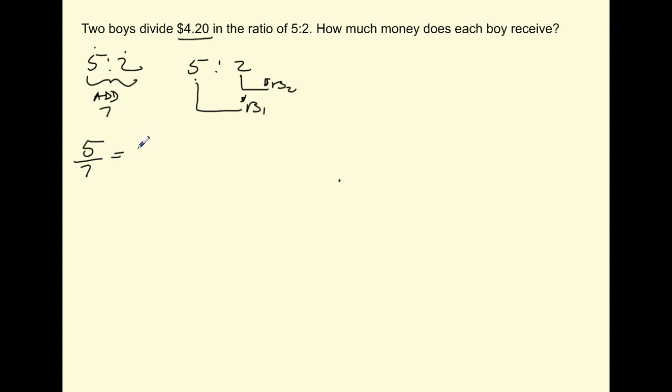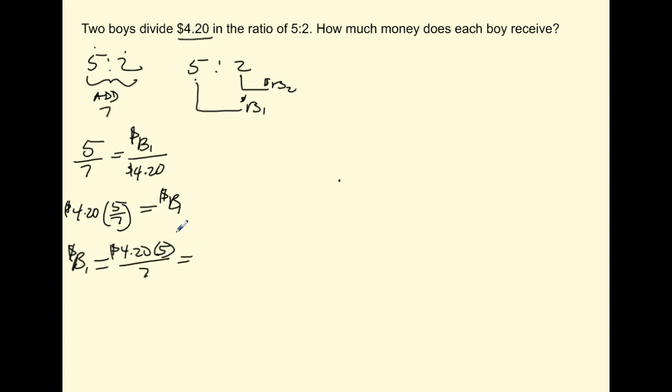So we take boy 1 receives in dollars, the part boy 1 receives in dollars, to what is the whole? Well, the whole is $4.20. So the whole is $4.20. Okay. Now if we multiply both sides by $4.20, times 5, divided by 7 is equal to boy 1 in dollars, his part. Okay, so boy 1 receives $4.20 times 5 divided by 7. And that's equal to, get out your trusty calculator and multiply 4.2 times 5 divided by 7, and that comes out to $3.